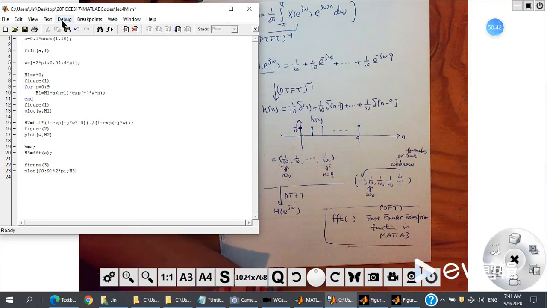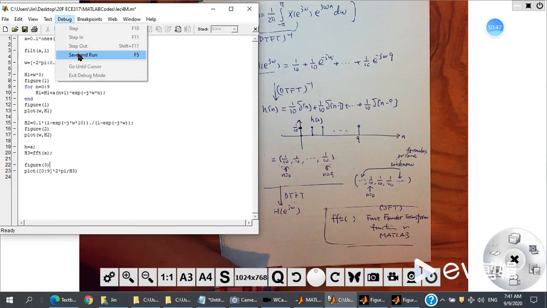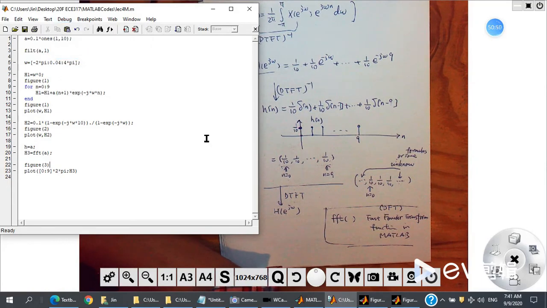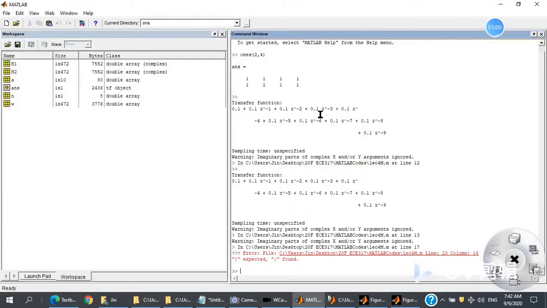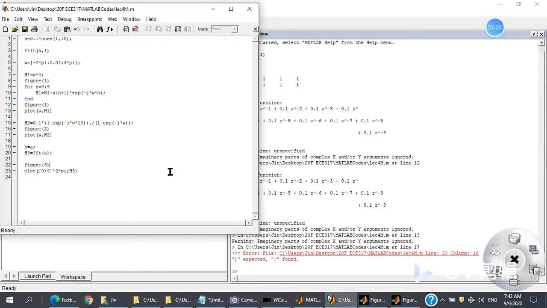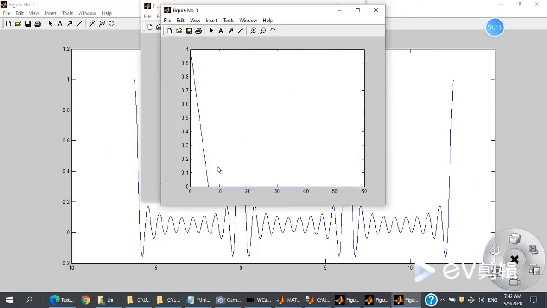If you want to run it, you can. You put this here for debugging, save and run. Oh, I got a mistake. There is an error here. Which line? Line 23, column 16. Oh, this one should be just this one. Okay, we have this one. It looks like this.